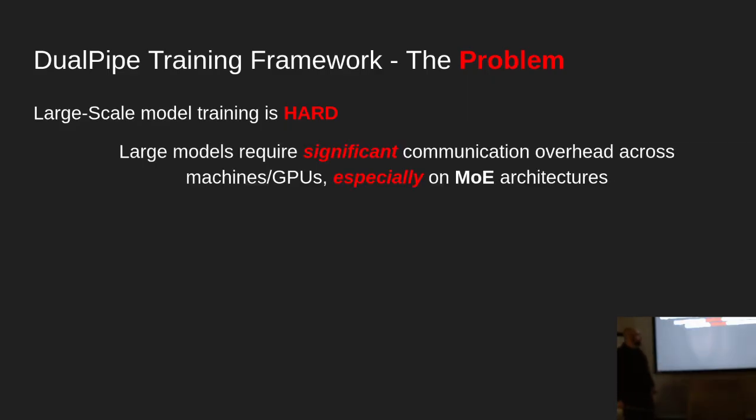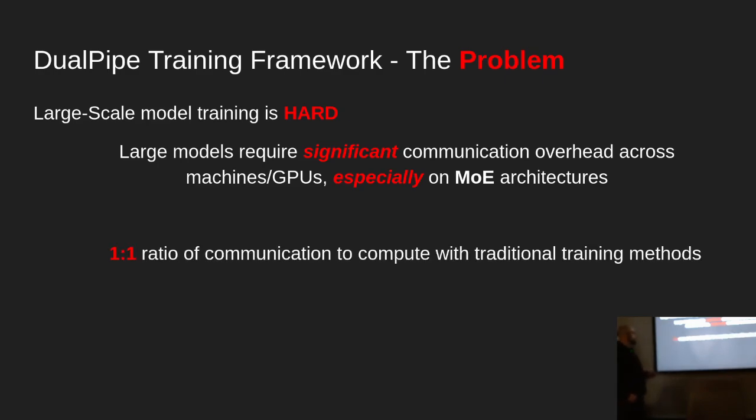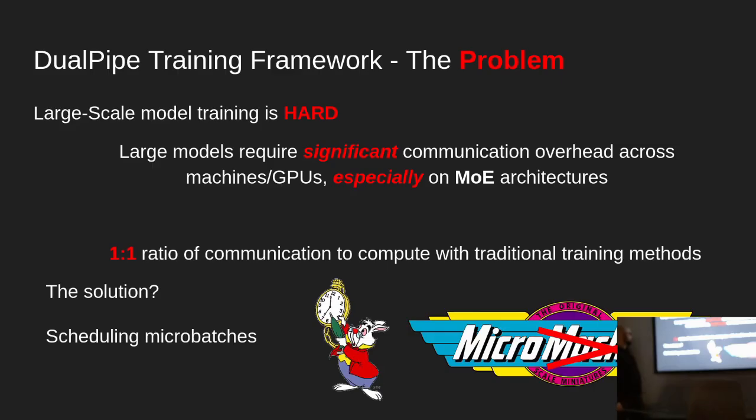So doing things across all these GPUs is super expensive. And this is especially true on mixture of experts architectures. It's to the point that on traditional training, before this paper, you'd spend as much compute time on communication between nodes on GPUs as you would actually calculating on the GPUs. So that means 50% of the time your GPUs are essentially idle. That is ridiculous. So they came up with a solution where they created scheduling microbatches.